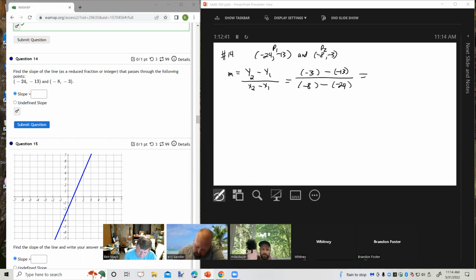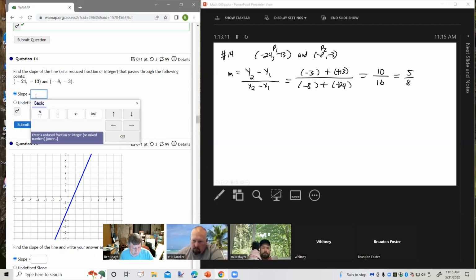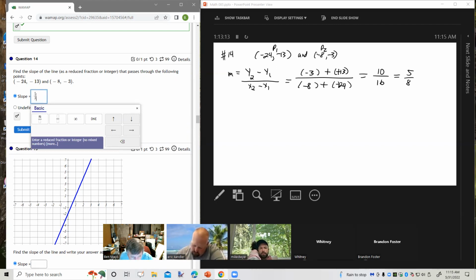So in the numerator, I've got -3 minus -13, which is -3 plus 13. Subtracting a negative is like adding a positive. -3 plus 13 is a positive 10. In the denominator, -8 minus -24, subtracting a negative is like adding a positive. -8 plus 24 would be what? Positive 16. But this can be reduced down to 5/8. So 5 divided by 8.